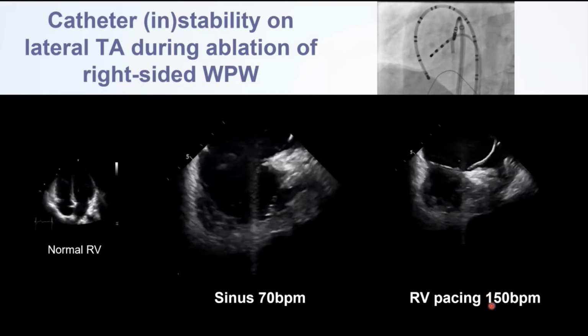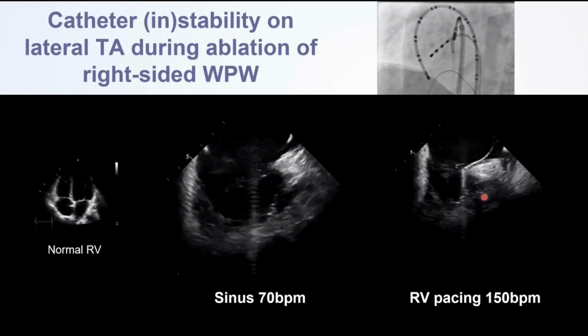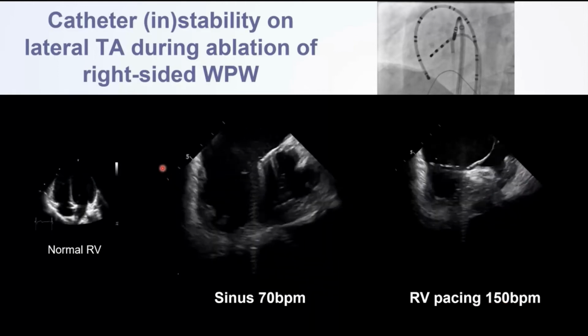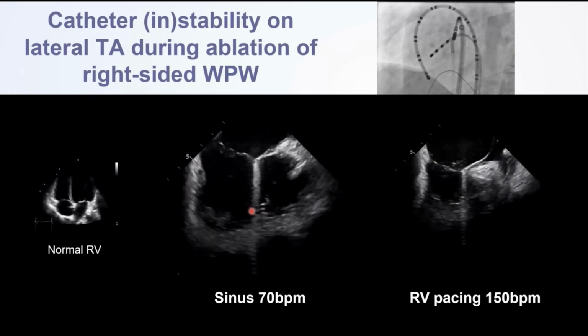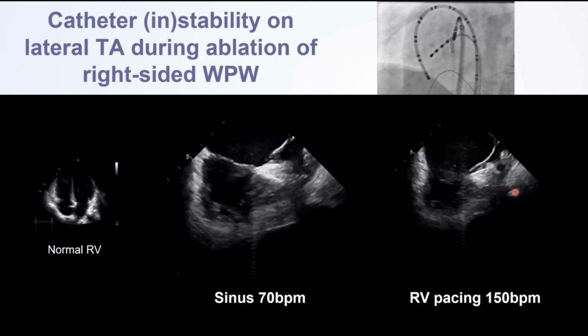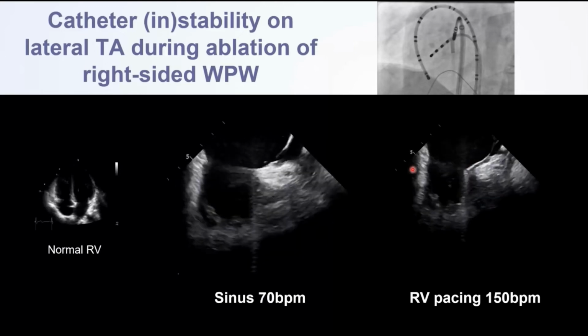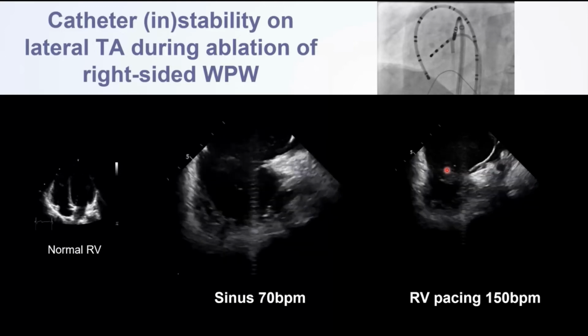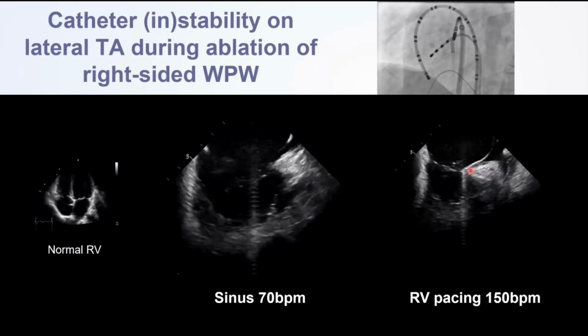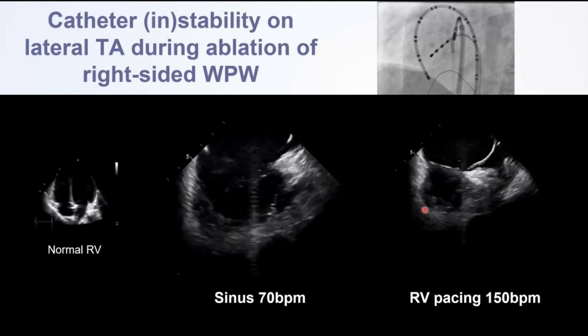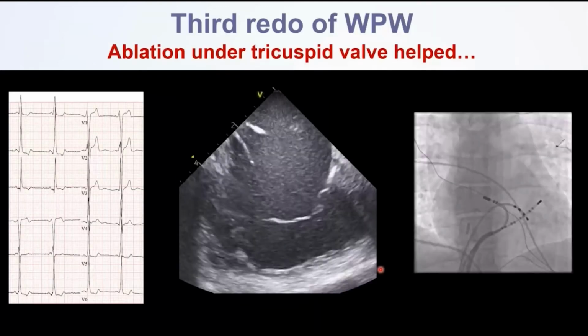So if you pace the RV at 150 beats per minute, you can see that the movement is diminished. This is the 70s, there's a lot of contraction. People use this for TAVI to somehow suppress the cardiac output. We can use this to suppress the motion. And as you can see, you can have much better contact and stability in this particular place.